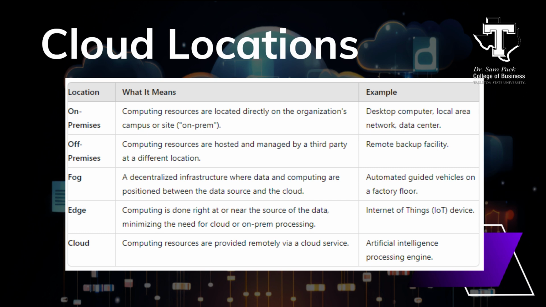Fog. This computing places resources between the data source and the cloud, helping with local processing, like automated vehicles on an industrial floor. Edge. Data is processed at or near its source, such as an IoT device, reducing latency and improving efficiency. Cloud. Resources are provided remotely over the internet, like an AI processing engine, enabling scalable and powerful data handling. Understanding these locations helps in making informed decisions about infrastructure and security.